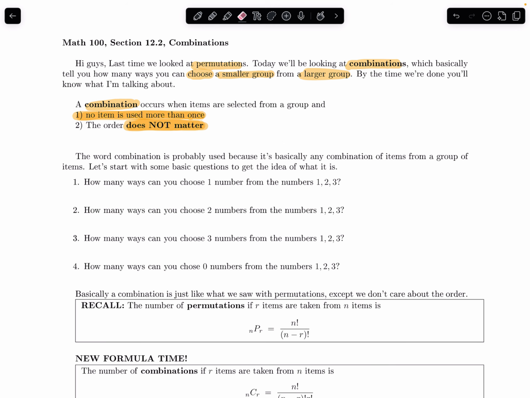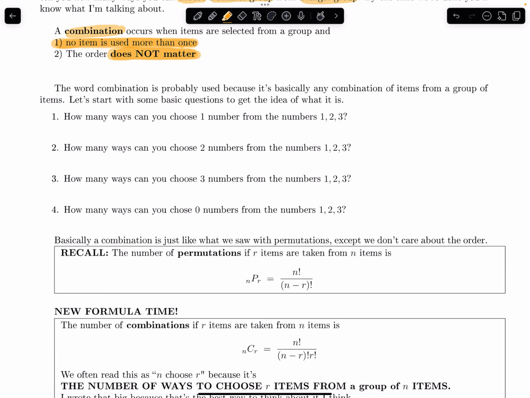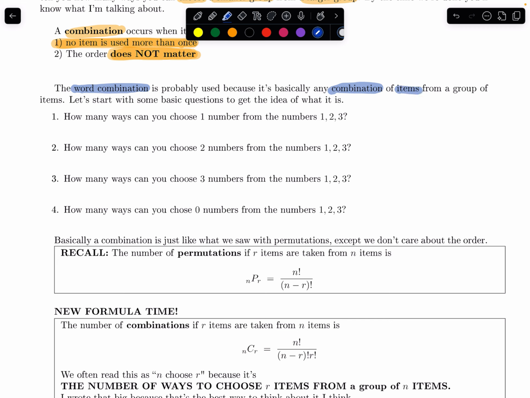Okay, so let's talk about the English here. The word combination probably comes from the fact that it's a combination of items, a combination of the items from a group of items. So let's start with some basic questions just to get a feel for what a combination is.